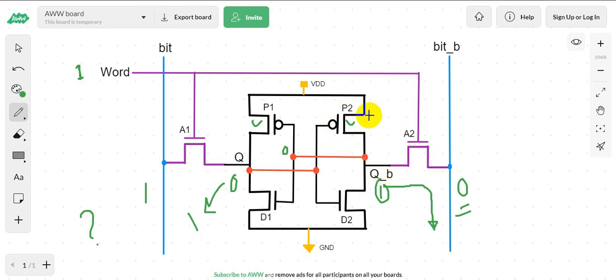So again, who should win here? Yes, you are right. A2 should win. That's called the write stability criteria, and we will discuss this topic further in the next couple of videos. So when this Q bar becomes 0, it will make this Q 1 and thus it fulfills our write operation. I hope now you understand both read and write operations.